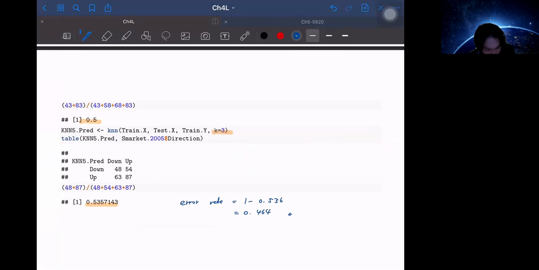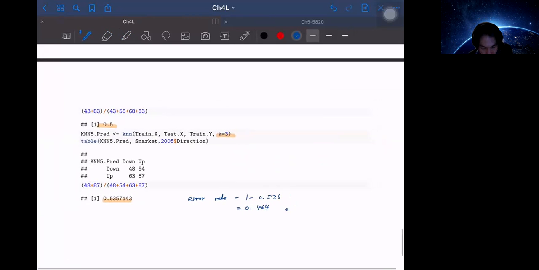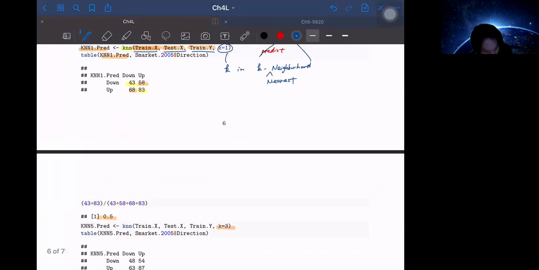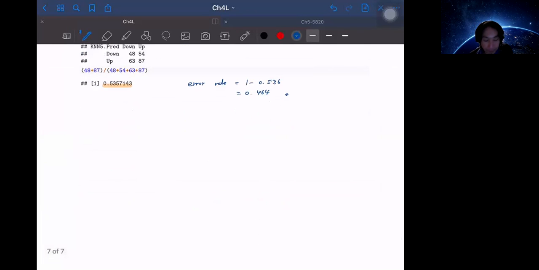So we cannot enter chapter 5 today, but this is how to run the logistic regression, LDA, QDA, and the nearest neighborhood. Do you have questions?